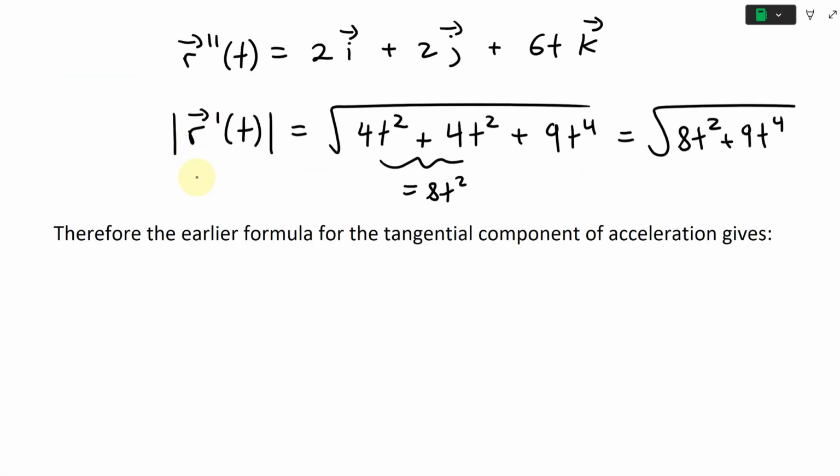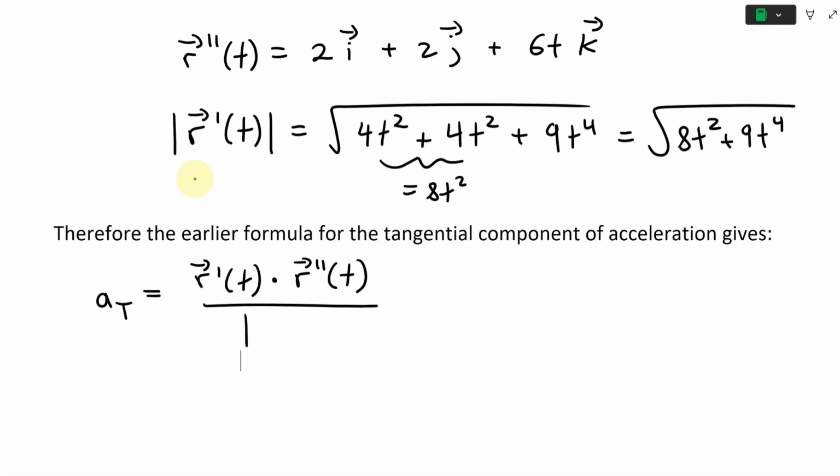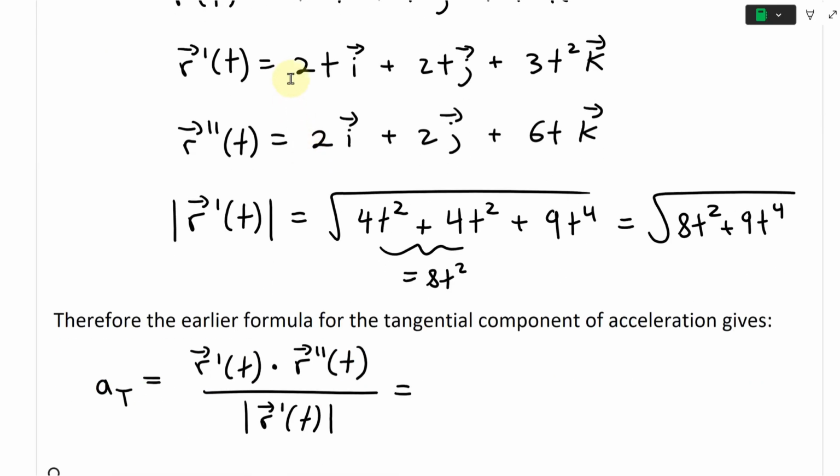So a_T is equal to the dot product of the first derivative with the second derivative of r, divided by the magnitude of the first derivative of r. For the dot product, you just take the components, multiply them and add it all up. So 2t times 2 is 4t. Next, 2t times 2 is also 4t.